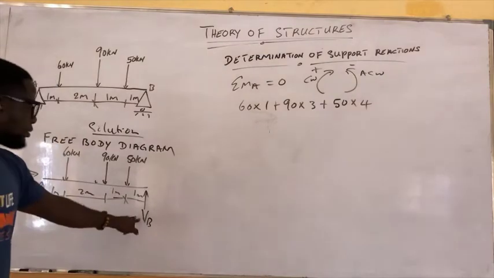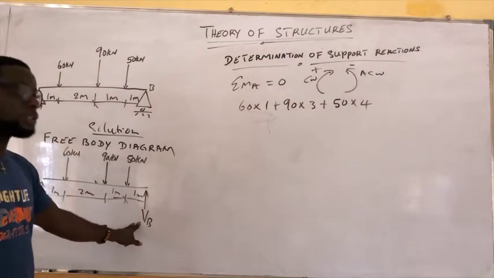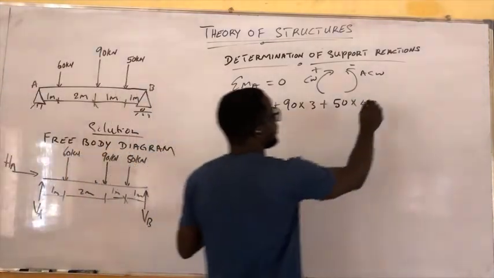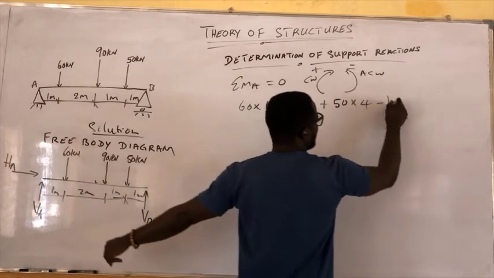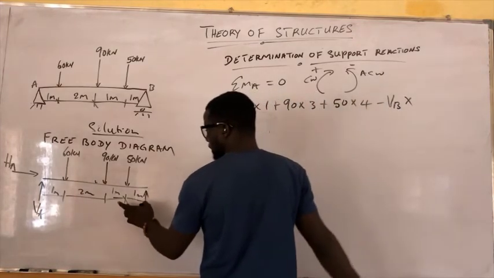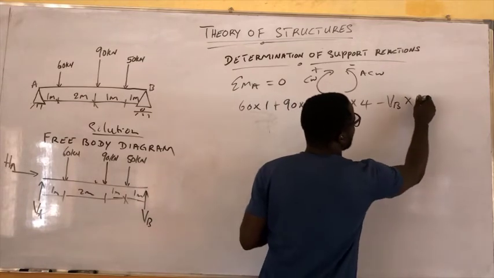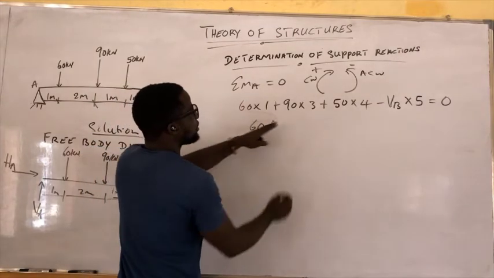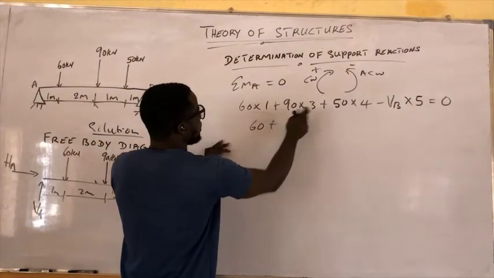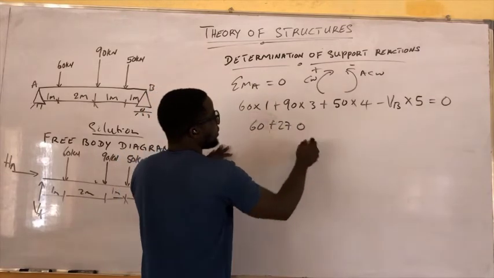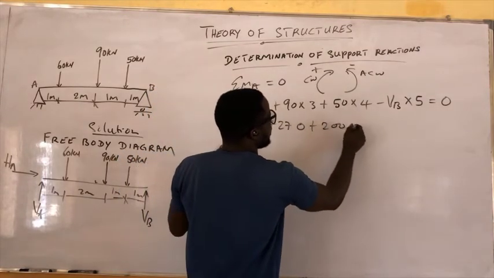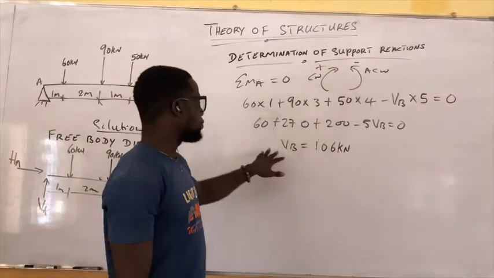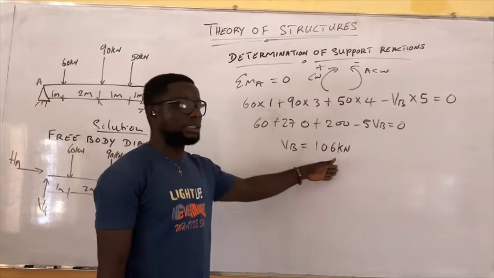Then we come to the vertical reaction at B, which is VB, and it goes in an anti-clockwise manner, so we give it a negative: minus VB multiplied by the perpendicular distance, which is 5. Then we equate to 0. This becomes 60 plus 270 plus 200 minus 5VB equals 0. When you calculate all this, you arrive at the value of VB.